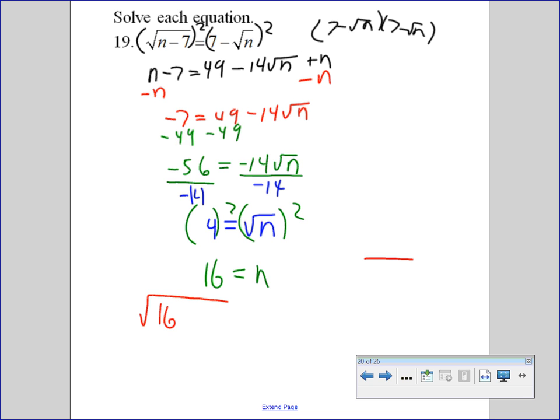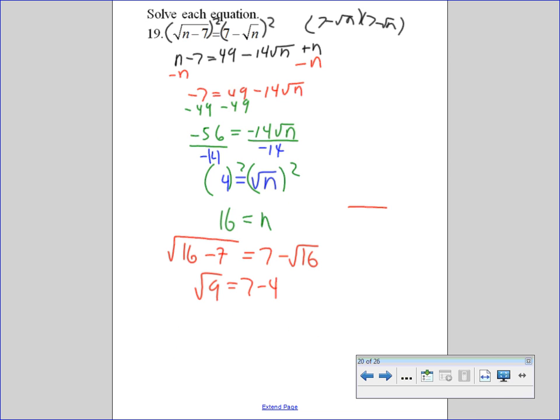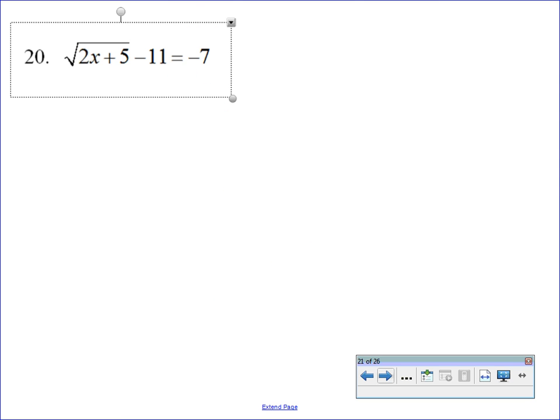So 16 minus 7 has to equal 7 minus the square root of 16. And this is going to be the square root of 9 equals 7 minus 4, or 3 equals 3. Our double check works. n equals 16 is in fact the solution. The other solving problems aren't quite as bad.